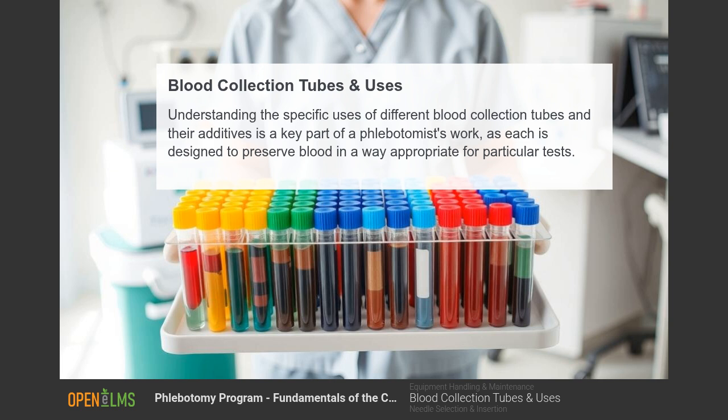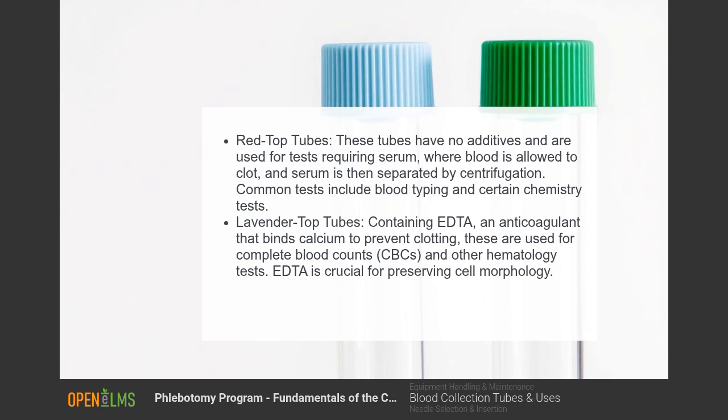Understanding the specific uses of different blood collection tubes and their additives is a key part of a phlebotomist's work, as each has its own purpose. Red top tubes have no additives and are used for tests requiring serum, where blood is allowed to clot, and serum is then separated by centrifugation.